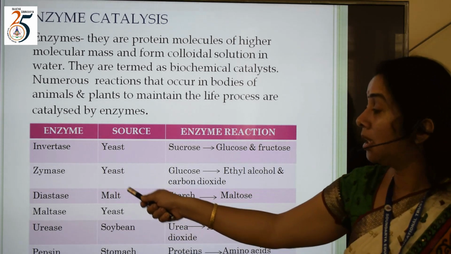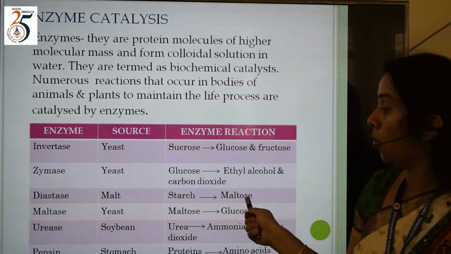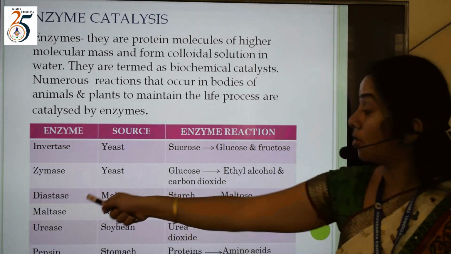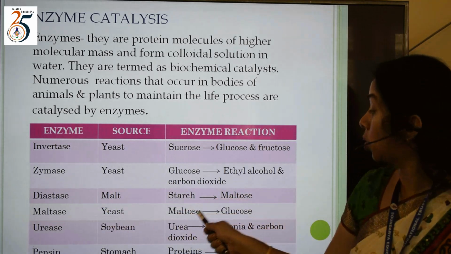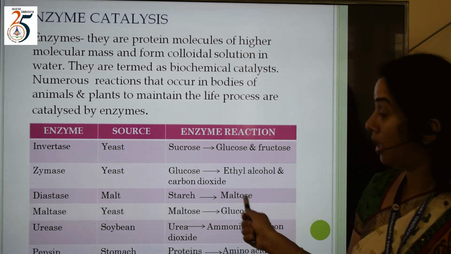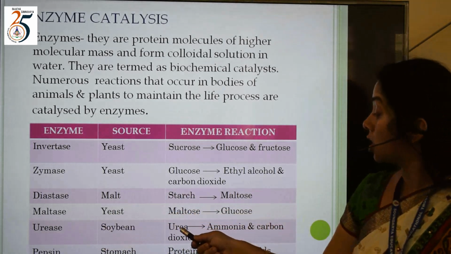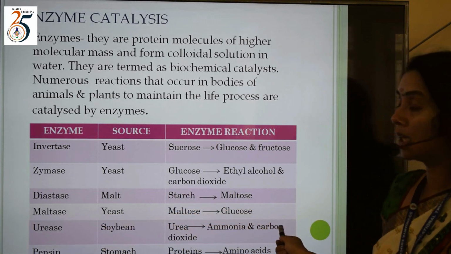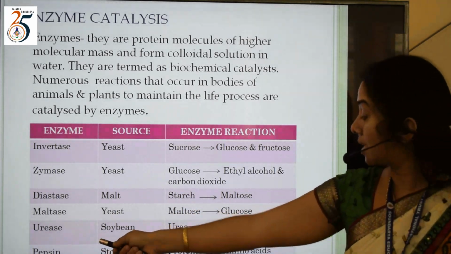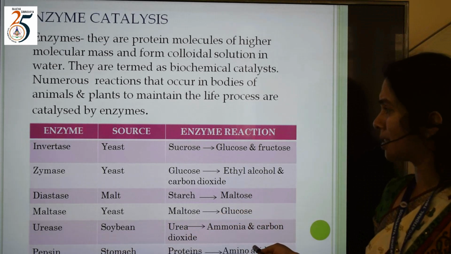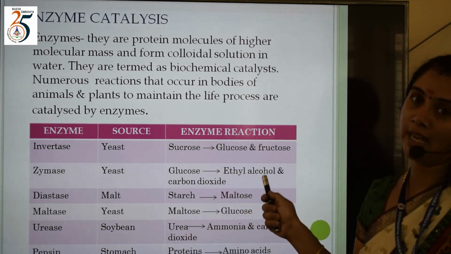Next, malt. In malt, there is diastase, which converts starch to maltose. Yeast contains another enzyme, maltase, which converts maltose to glucose. Similarly, in soya bean, there is the enzyme urease, which converts urea to ammonia and carbon dioxide. In the stomach, the enzyme pepsin converts proteins to amino acids. These are a few examples of the enzyme catalysis process.